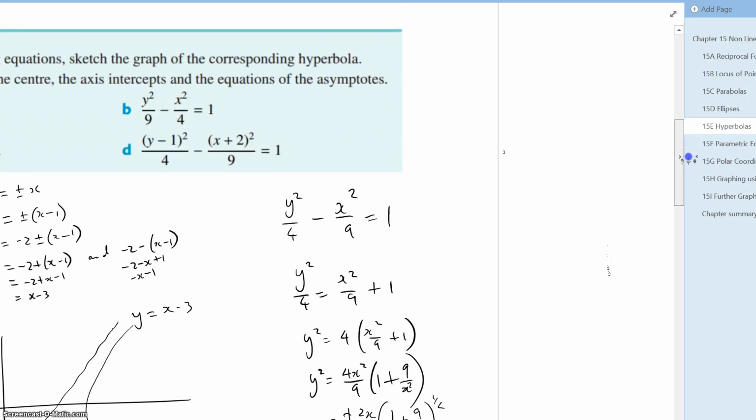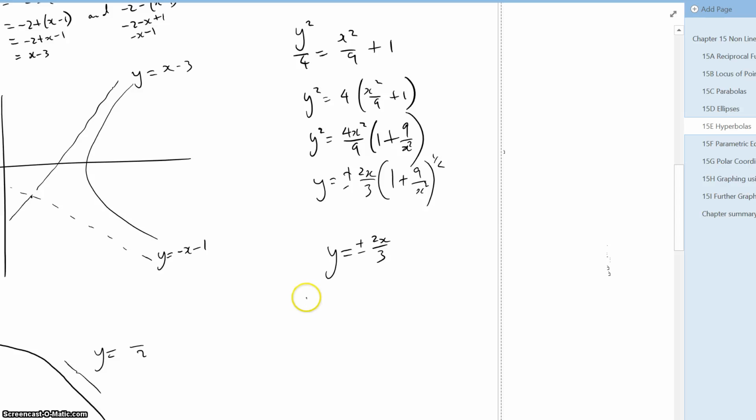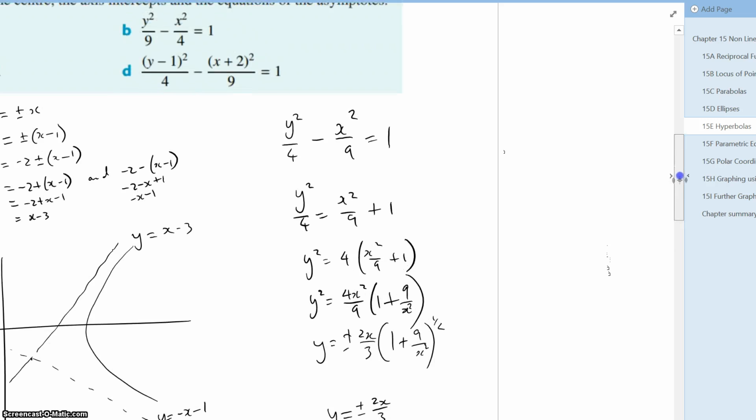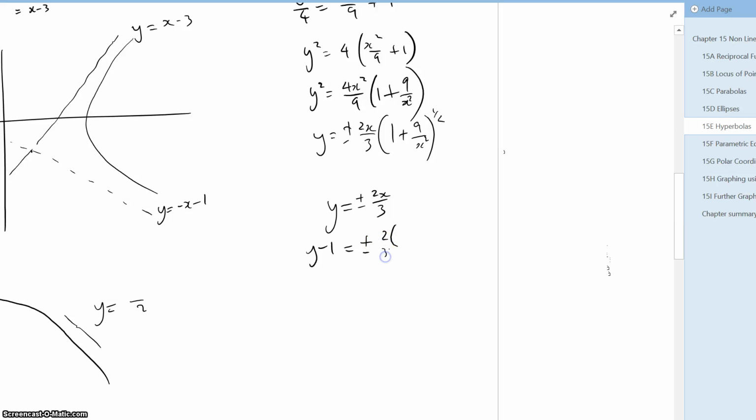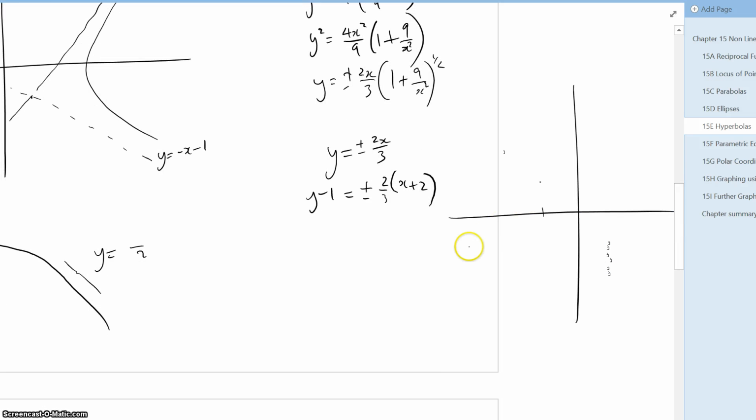Instead of having y, I've got y minus 1, and instead of having x, I've got x plus 2. Now I can rearrange this to find my two equations of the asymptotes. Again, I trust that you know how to do that. That will give you the equations of the asymptotes. Then you can find the x or the y intercepts and go from there. The actual center, where they cross over, will be x is negative 2 and y is positive 1. So it will look something like that.